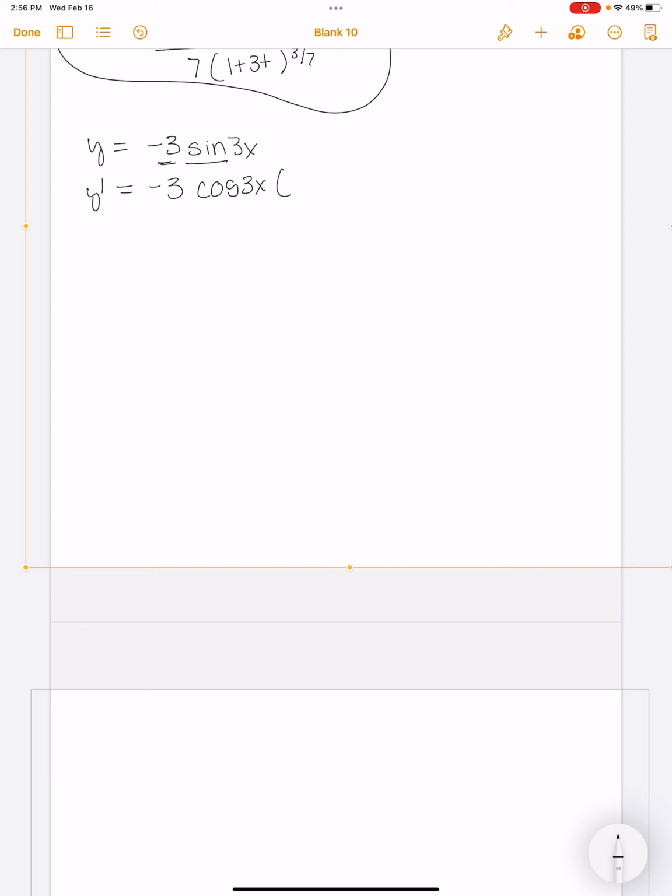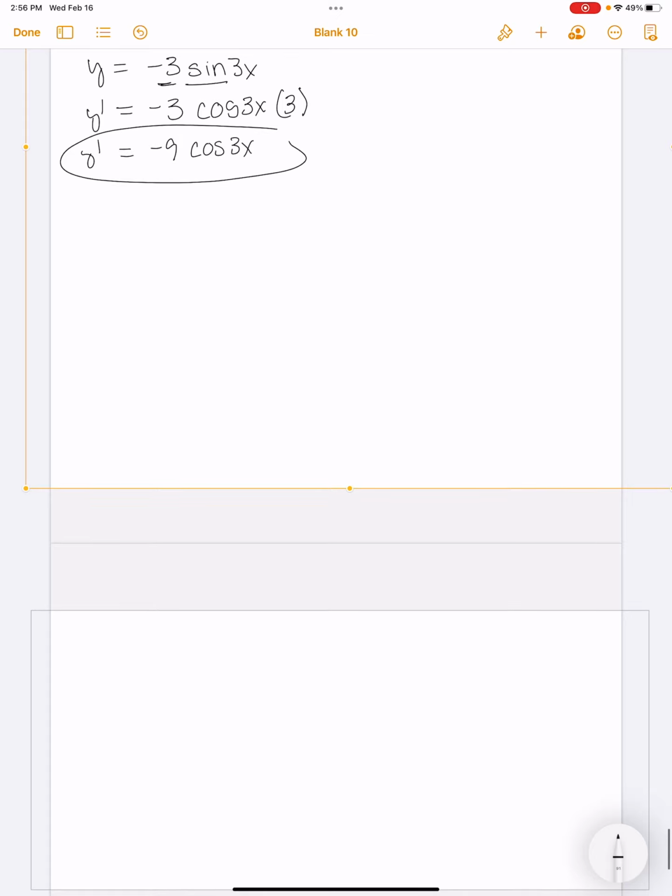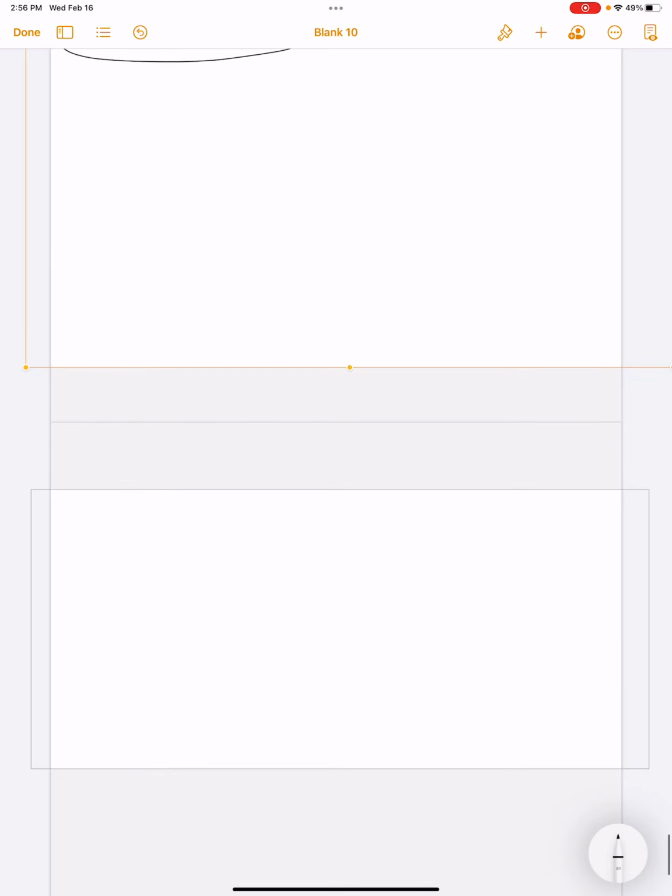Angle stays the same. Then we have to chain rule and take the derivative of 3x, which is 3. That means our derivative is going to be negative 9 cosine 3x. Okay. Then let's do another.